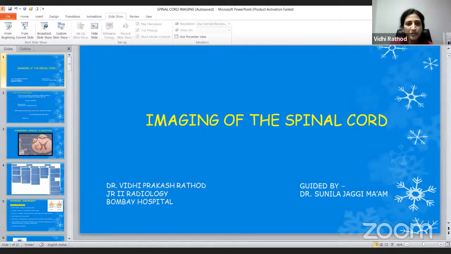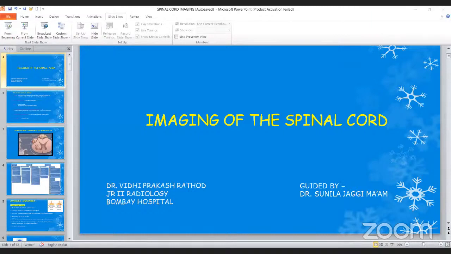So, a very good morning to all of you. My name is Dr. Vidhi Rathod. I'm a second year radiology resident at Bombay Hospital. The topic for today is imaging of the spinal cord. So, we'll see the modalities in spinal imaging. MRI is the gold standard and first line imaging modality for suspected non-traumatic myelopathy.